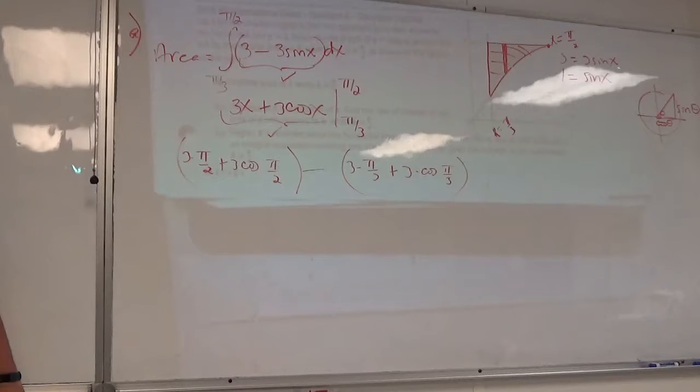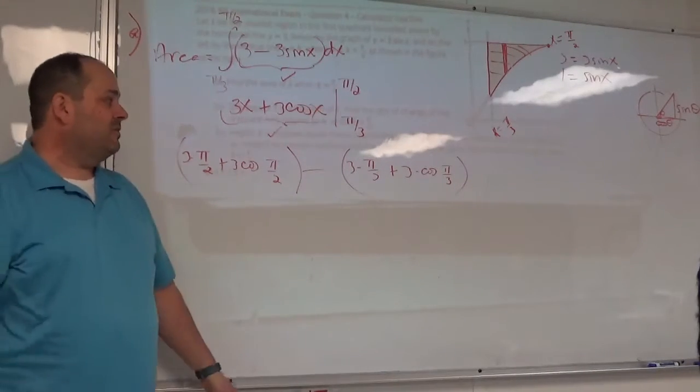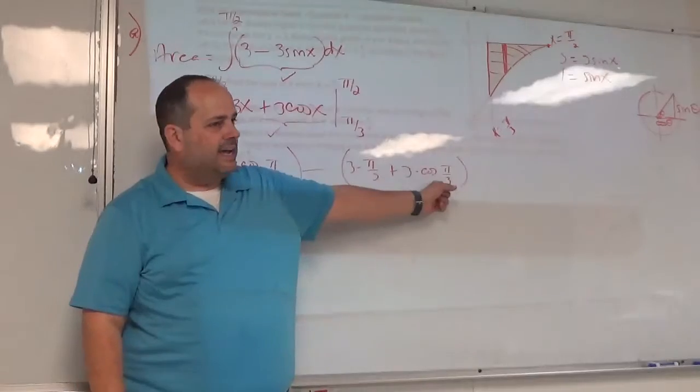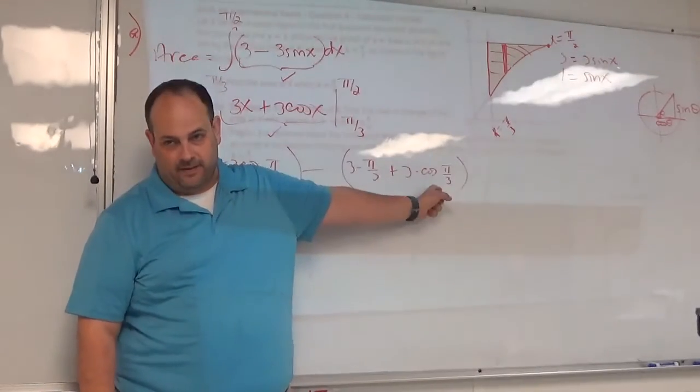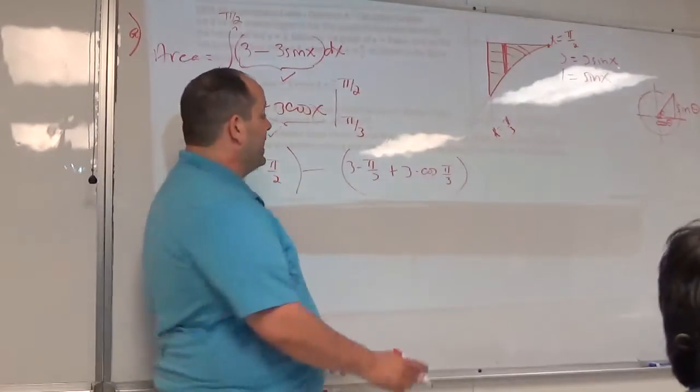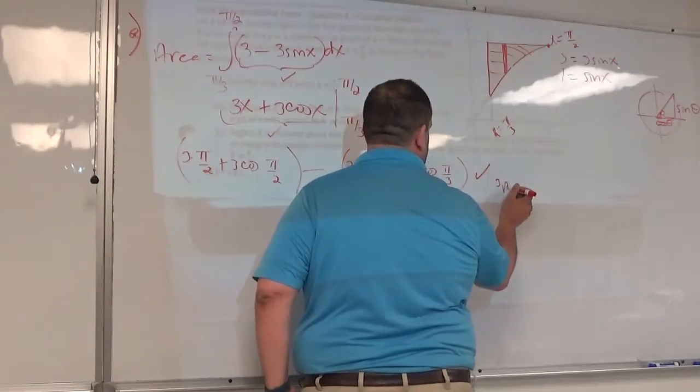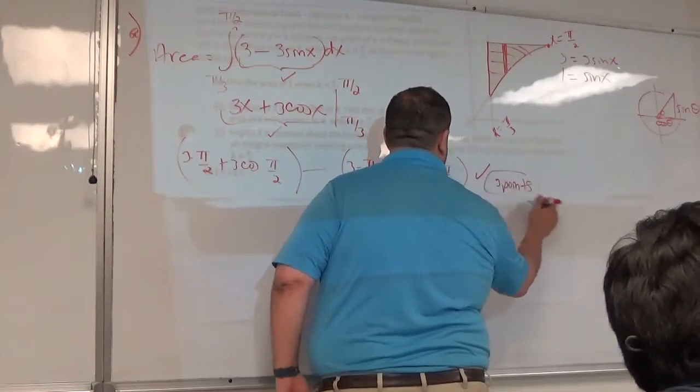I don't care. Nobody cares on the free response part of the test, because somebody in the room is going to tell me that cosine of pi over 3 is something that it's not, and you're going to throw that point away. So stop at the evaluation, and there's your 3 points.